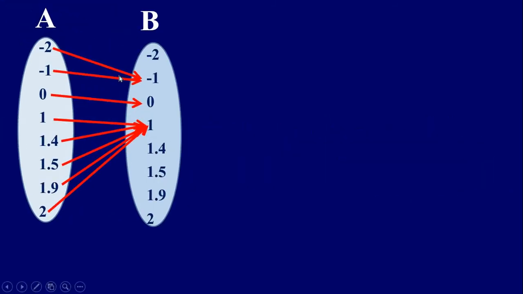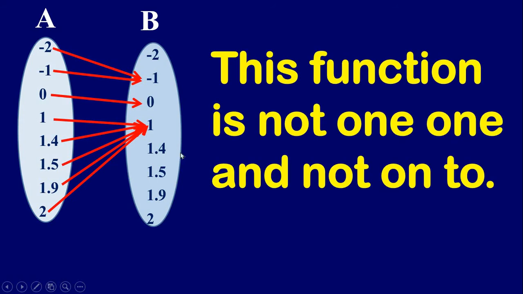We draw diagram of signum function. In signum function all negative values are related to -1 and 0 related to 0 and all positive numbers related to 1. Now here different elements have same image, so therefore this function is not 1, 1. And here all the elements are not images, only -1, 0, 1 are images, so therefore this function is not onto. Therefore this function is neither 1, 1 nor onto function.